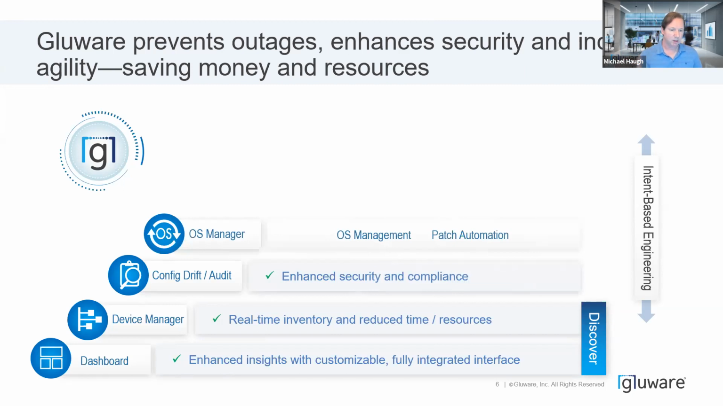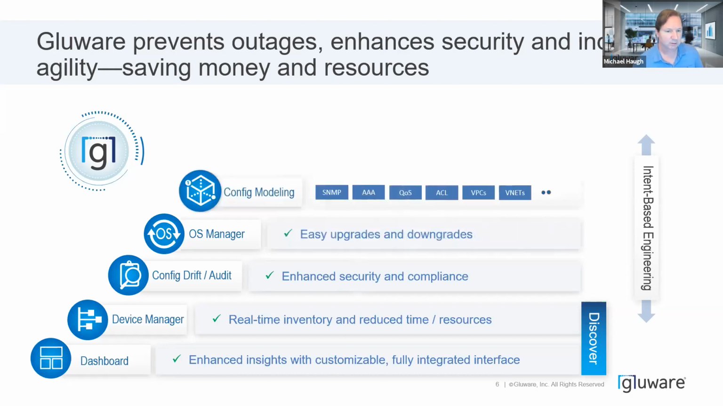So another one we're going to demo today is OS Manager. OS Manager automates upgrades, downgrades, patches, these sort of things. The process to upgrade or downgrade most devices is a painful one, and there's a lot of points of failure you can run into. So Gluware is kind of taking all that pain away, enables you to automate the transfer of the file as well as the execution of the upgrade with verification, with a lot of pre-testing and checking and post-verification. We're going to show you that. Config modeling, we sometimes refer to it as our superpower.